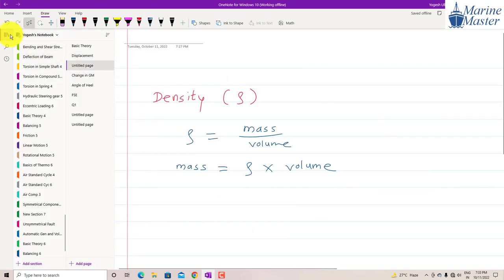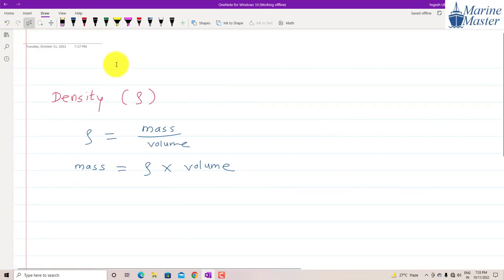Now after this discussion, write down the discussion of density if you don't know. If you know, no need to write it down, guys. You can skip this portion. But if you don't know, write down this discussion of the density.